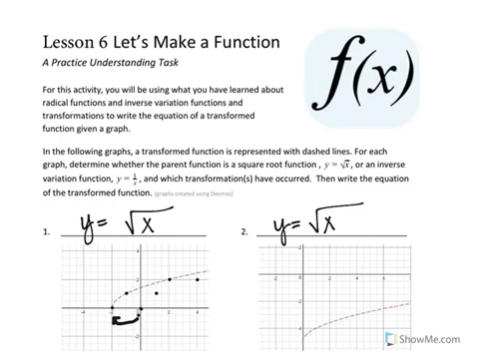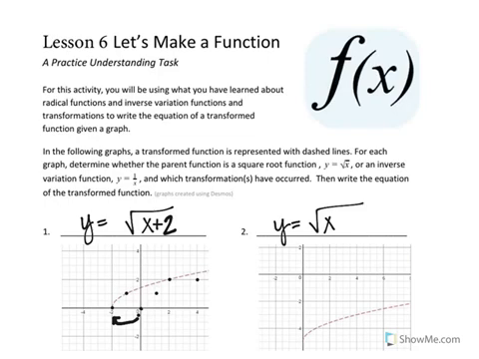So if you recall, that's going to go under our radical. And when we move left and right under the radical, we have to have the opposite sign, because what's actually moving is our axis and not our individual point.